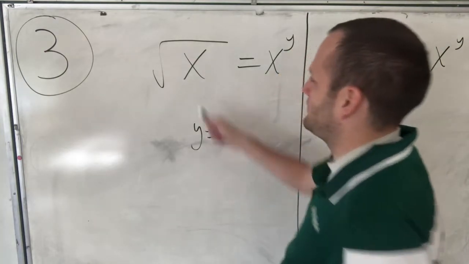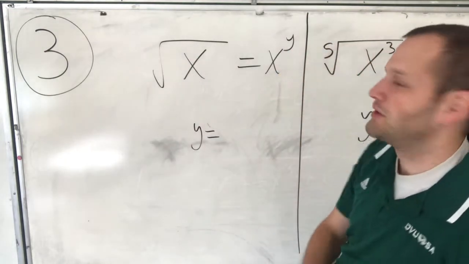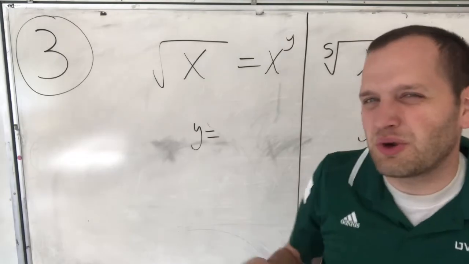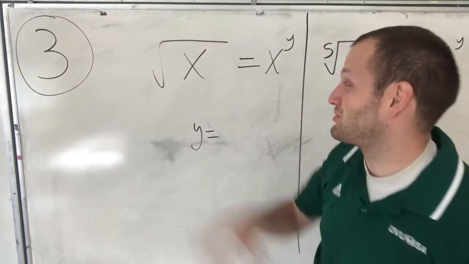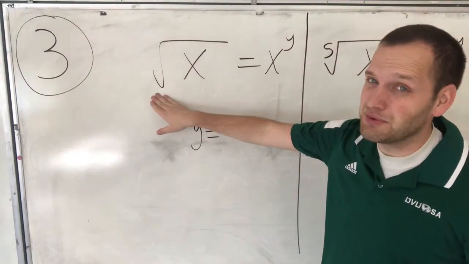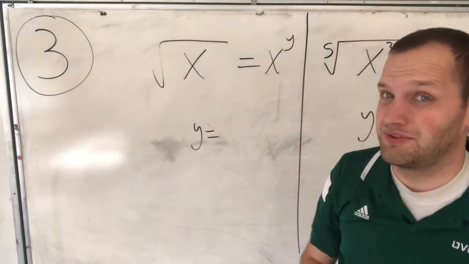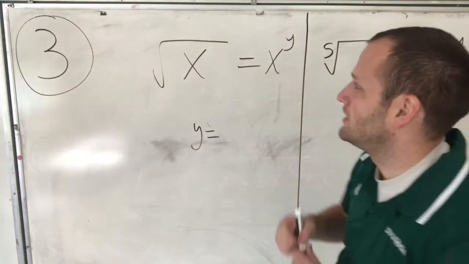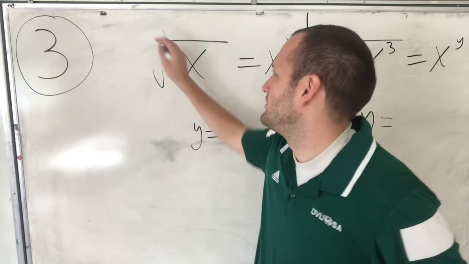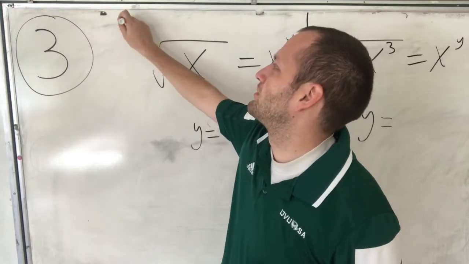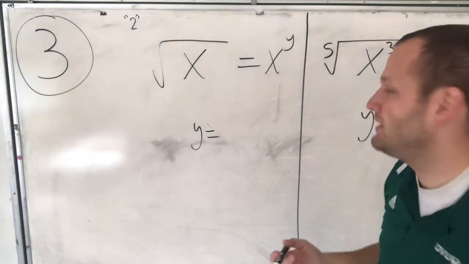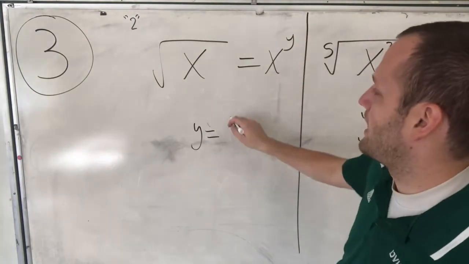For instance, let's say we have the square root of x. What does square root mean as an exponent? Because square root is really just a symbol for a special exponent. Sometimes with square roots we incorporate the number 2. So what does it mean? It really means x to the 1/2 power.